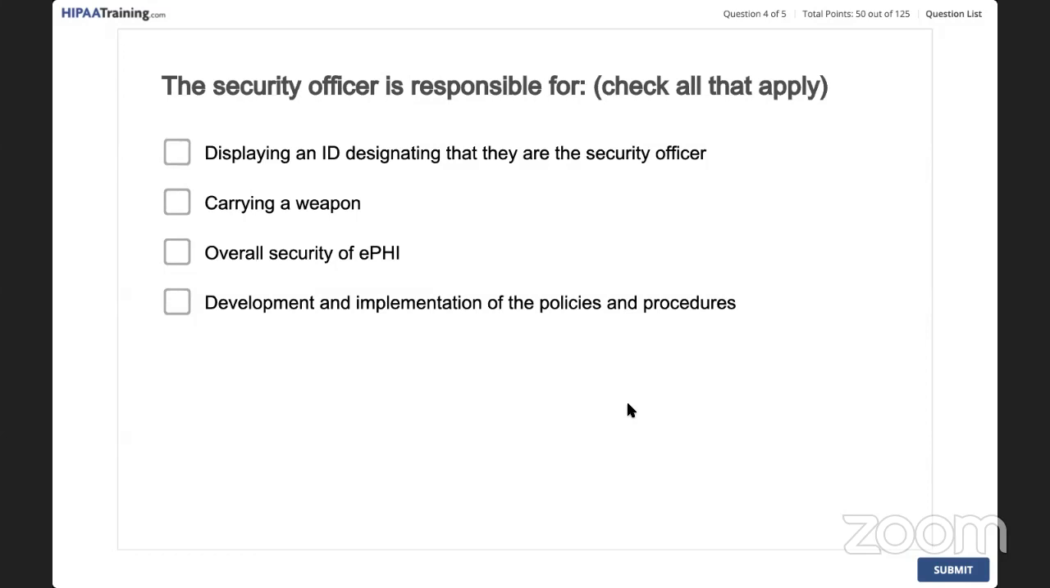Displaying an ID designating they are a security officer, carrying a weapon, overall security of PHI, and development and implementation of the policies. Which of these is the security officer's responsibility?